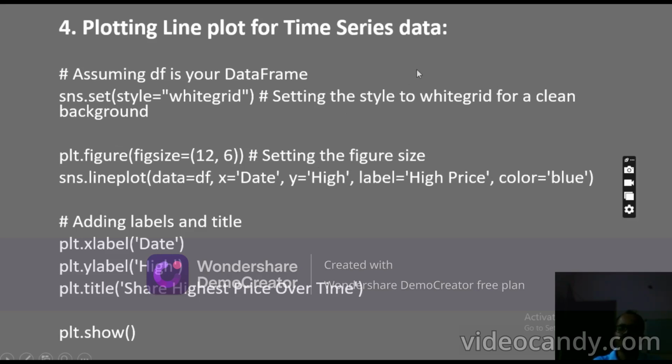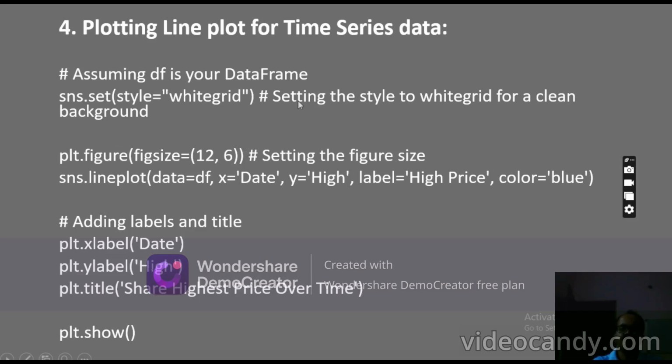Once the line plot is generated, you can specify the x-axis label and y-axis label. How? We use matplotlib plt.xlabel. xlabel gives the x-axis label. Date is the x-axis label. plt.ylabel gives the y-axis label, that is the high. Once the graph is ready, we can specify the title of the graph. plt.title, share highest price over time. Share highest price over time is the title of the graph.